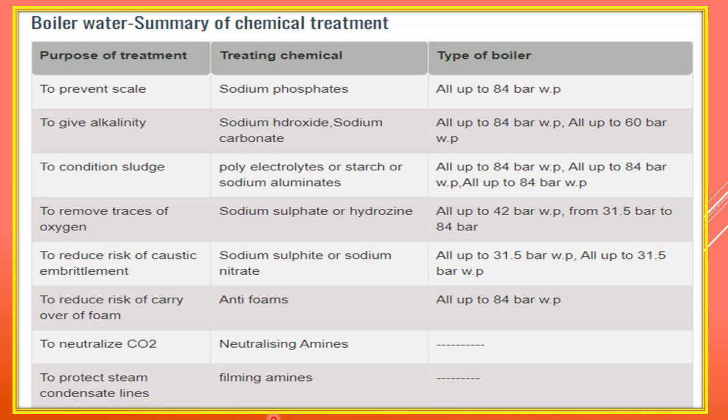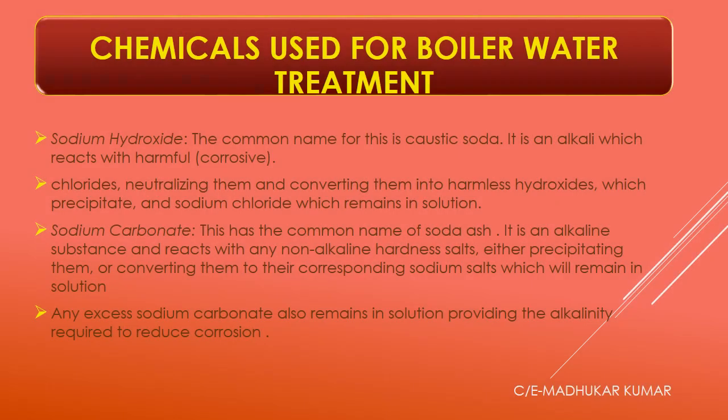These are the chemicals which are used, and in this column we can see the boiler and the pressure range. You can see that high pressure boilers and medium pressure boilers are covered, but we are taking the safe side. We are on board ship, and we have all these things utilized in the low pressure boiler also. Chemicals used for the boiler water treatment. What are the chemicals?